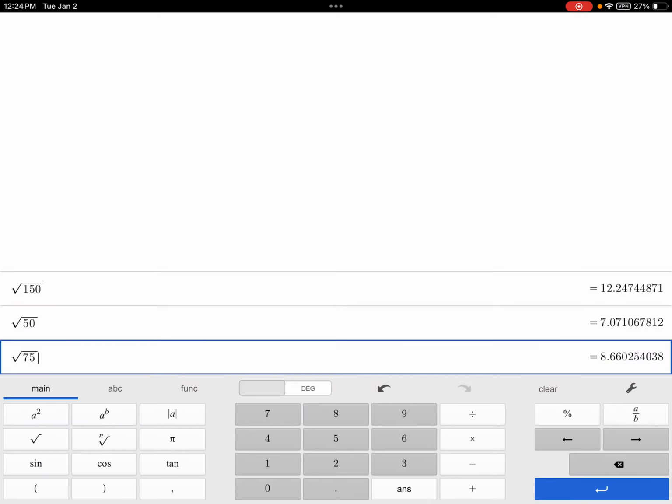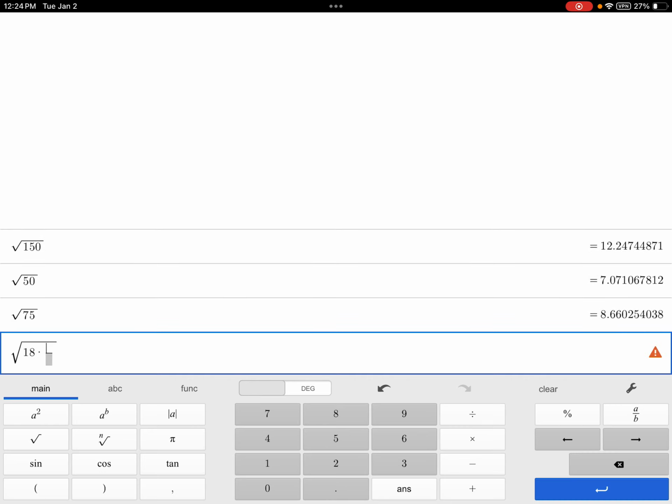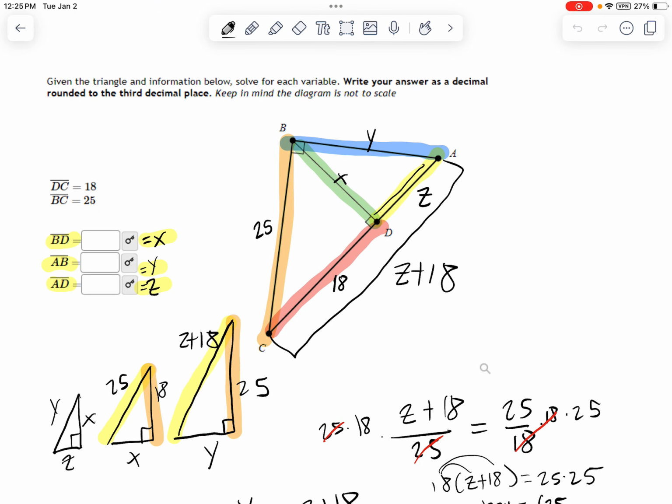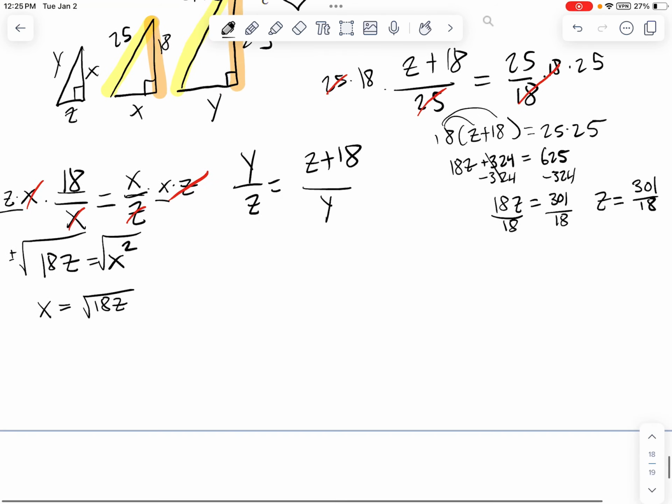So as we're looking at this, I'd say, okay, so now we have the square root of 18 times z. Now z, we know what z is. That's 301 over 18. There you go. You have now solved for x, at 17.349. Finished. Nothing too crazy.